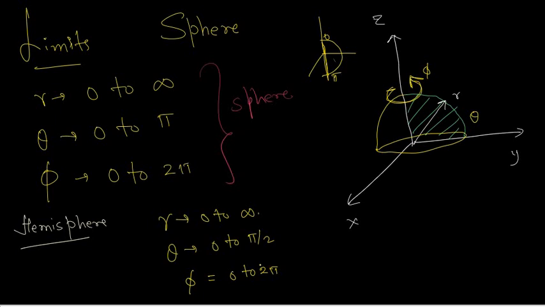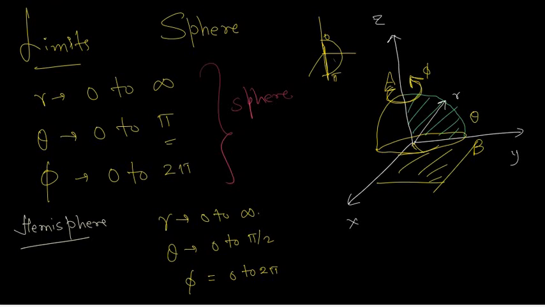So for hemisphere, your theta limit changes from 0 to pi by 2 because this is your xy plane. So you have to come from this point A to this point B. So you have to rotate theta by pi by 2 angle. I'm really very sorry for this mistake. Hope you will see the video till last and you will correct it. So the limit for theta for the sphere will be 0 to pi.